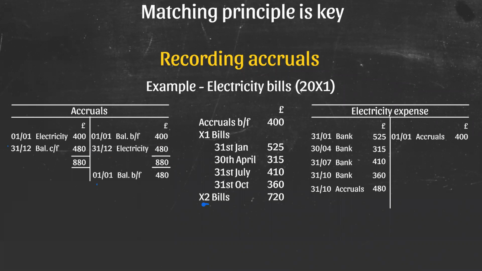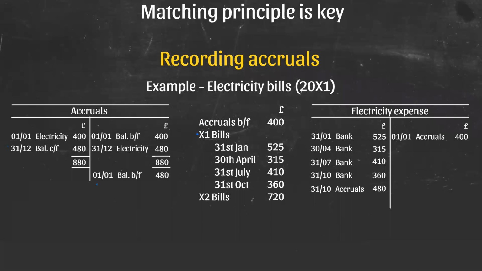Okay, so in the same way as we started this question with an accrual of £400, at the start of the X2 financial year, there would be an accrual of £480 to account for as a result of our transactions in X1.